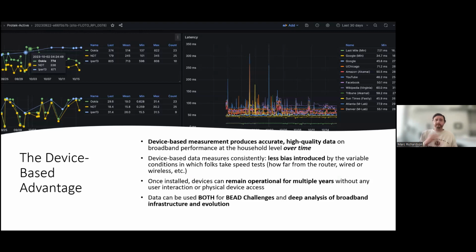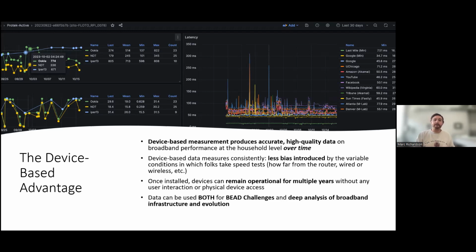So what do I mean by device measurement? I'm talking about using a dedicated device that you wire to a home router with an Ethernet cable, for instance, and then you measure the network over that device. And this is different from a crowdsourced speed test that someone might take on Ookla.com or Measurement Lab. And it's also different from ISP-provided diagnostics.